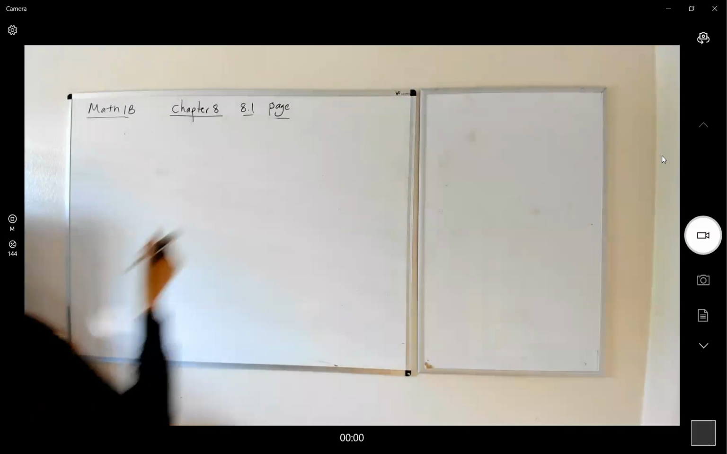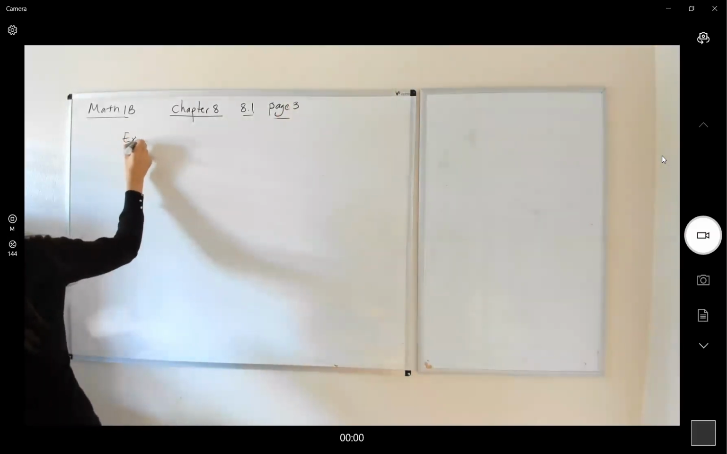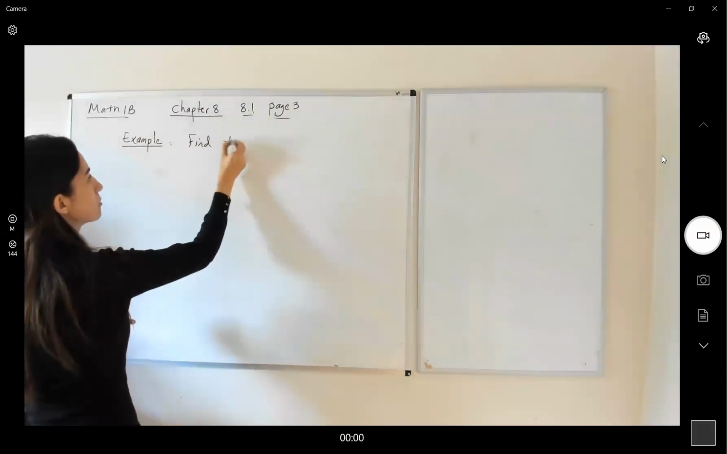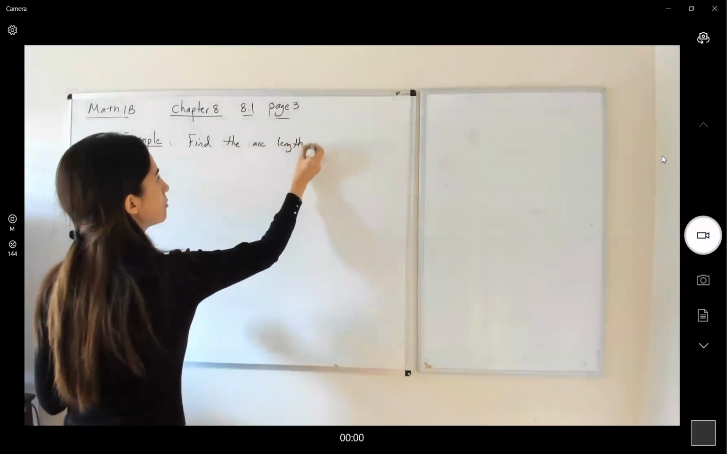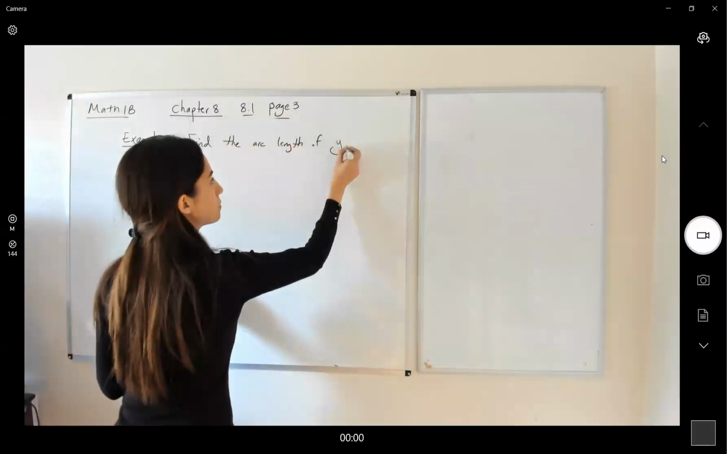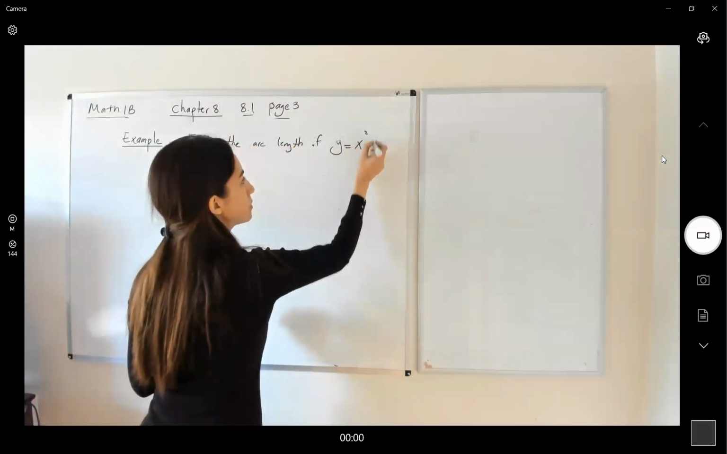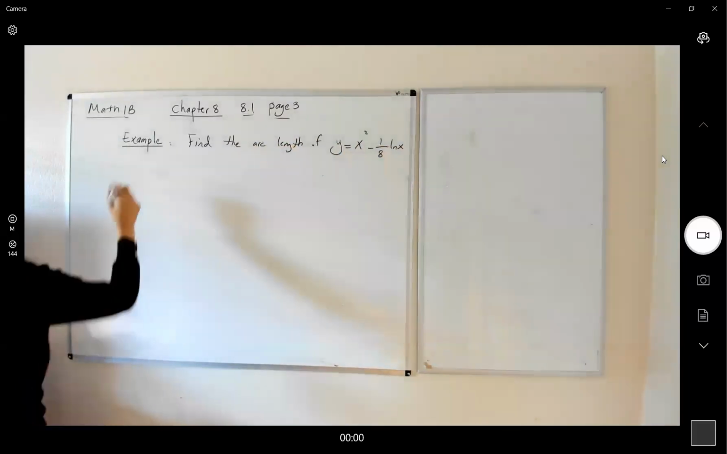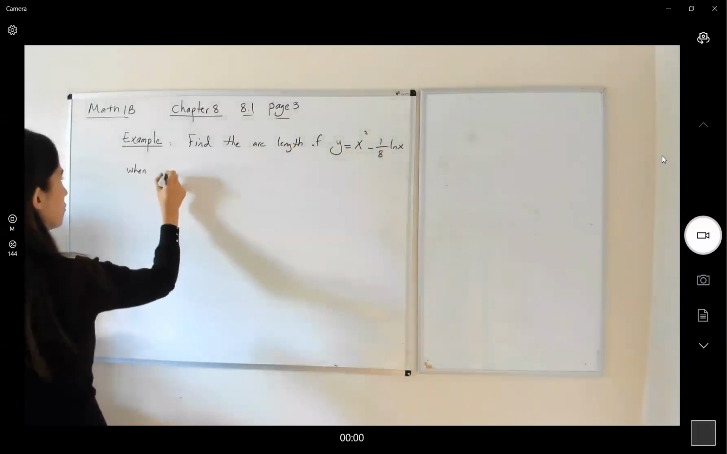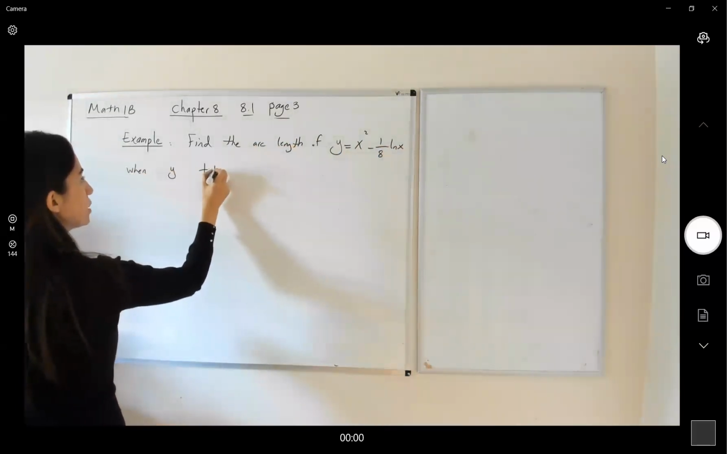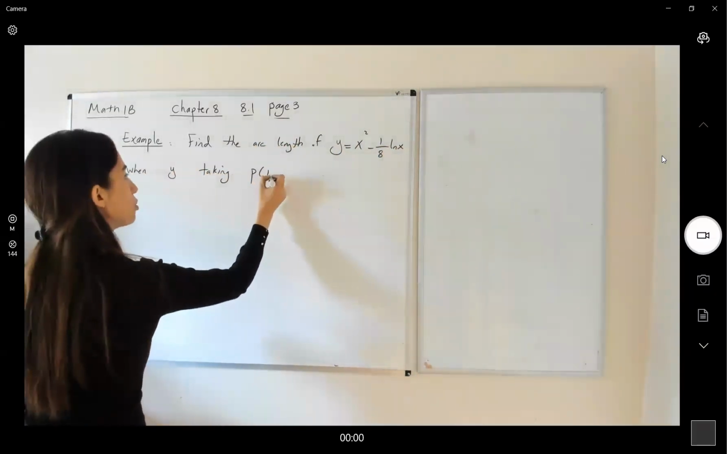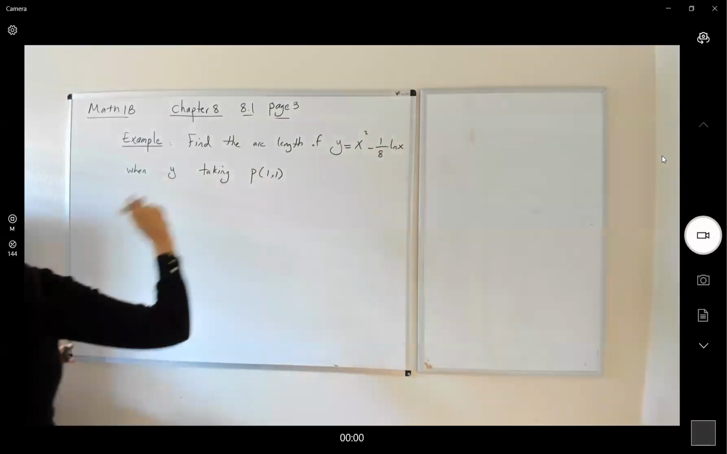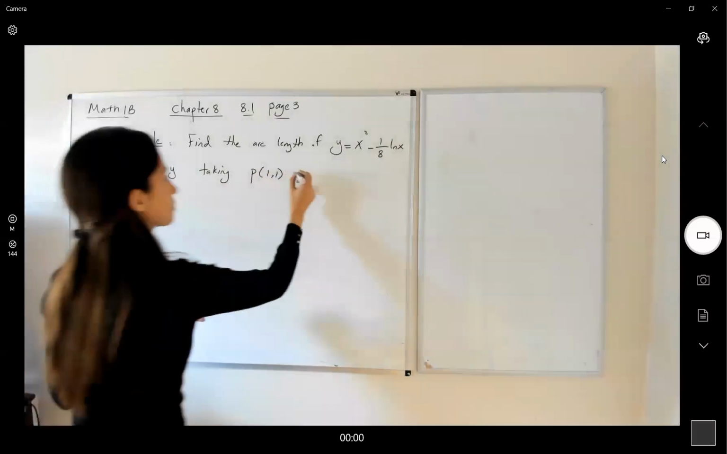Another example for you on page 3. So the question says: find the arc length of the function y equals x squared minus 1 over 8 ln of x, where x starts from 1, then function y is taken from the point 1 and 1 through the string point.